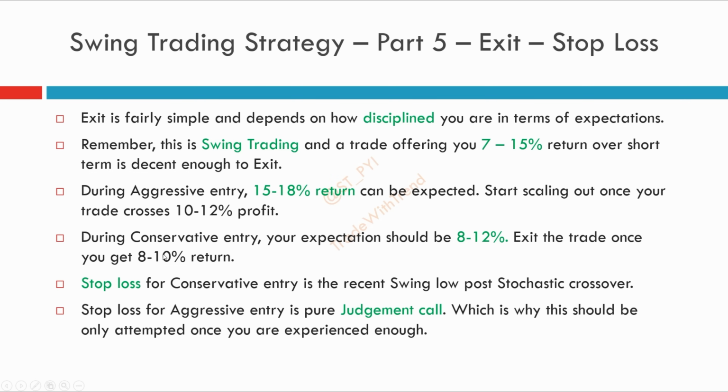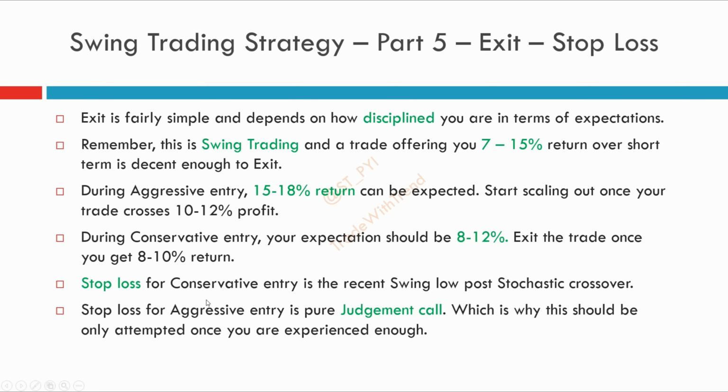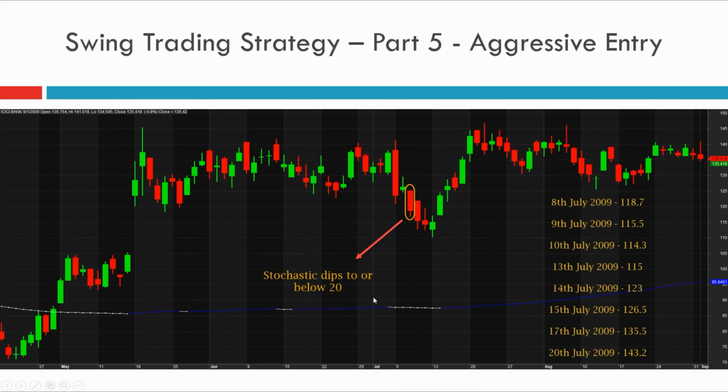So stop loss, I have already discussed in the conservative entry method: this recent swing low at this point here and this point here becomes your stop loss. Stop loss for the aggressive entry method is extremely difficult to determine on the chart, because it's a judgment call. Do not forget that when you're buying here, you do not know whether price is going to fall till this level or it's going to reverse here, which is why it becomes a judgment call based on your experience. You need to figure out whether the down move is going to end soon or it's going to continue further.